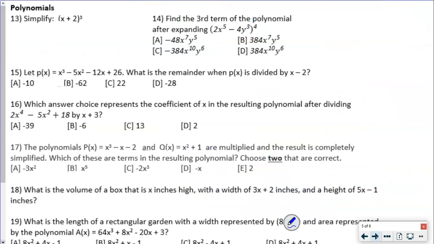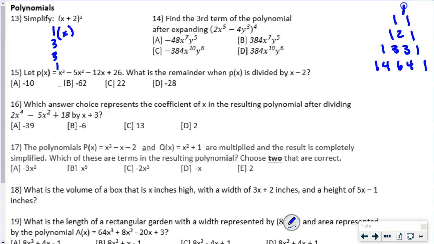All right, so we're on number 13. This says simplify. So this is binomial expansion, right? So we're going to look at our third row of our Pascal's triangle. And if you don't remember Pascal's triangle, it's 1, 1, 1, 1, 2, 1, adding the row above, right? And so this is our Pascal's triangle. Okay, and we're going to need those for both of these problems. So we're going to go 1, 3, 3, 1, right? We're putting x in this first set of parentheses. And then we're putting 2 in the second set.